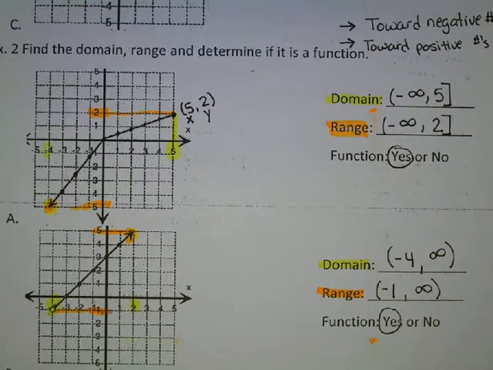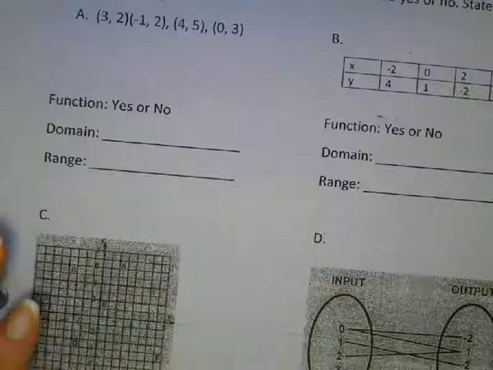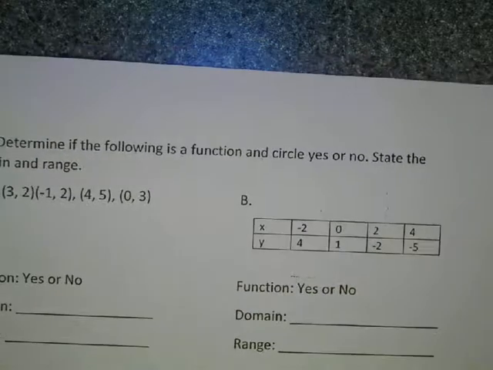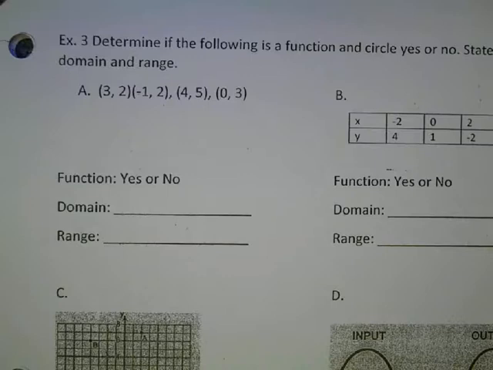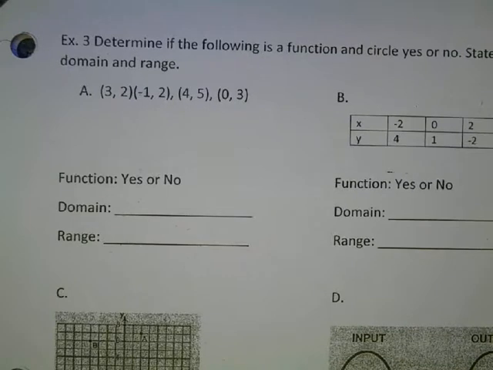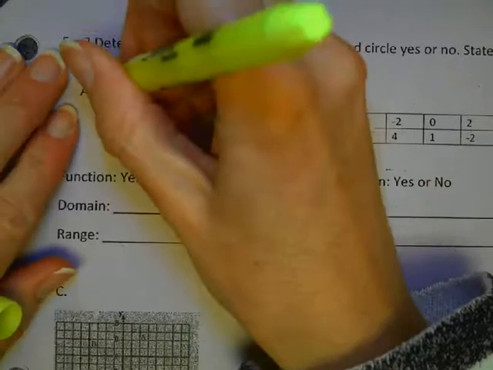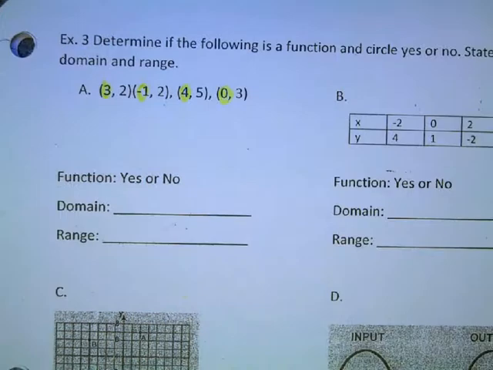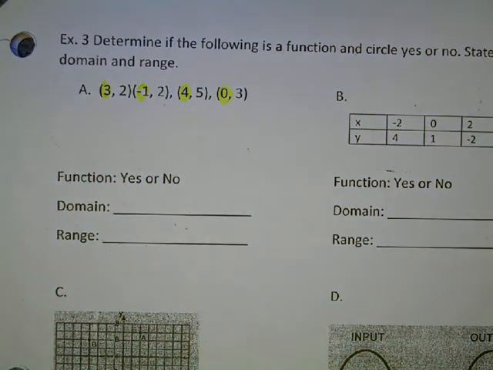Alright. Determine whether the following is a function, circle yes or no, state the domain and range. So this is a little bit of a review of what we did last time with is it a function. We determined if it was a function if the x's don't repeat. So x's can't repeat for it to be a function. So I'm going to highlight all the x's. X's are the first numbers in the parentheses. Okay, so out of all those numbers that are highlighted, x does not repeat at all. So I'm going to say yes, it's a function, and then list them.